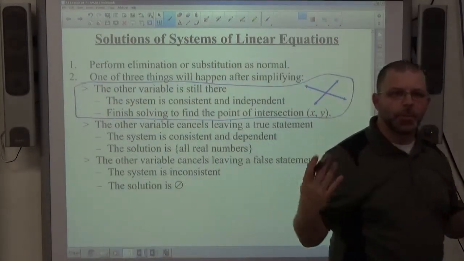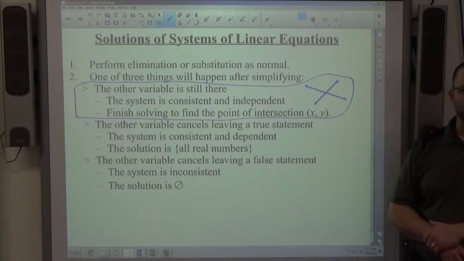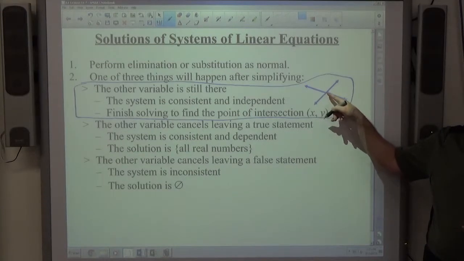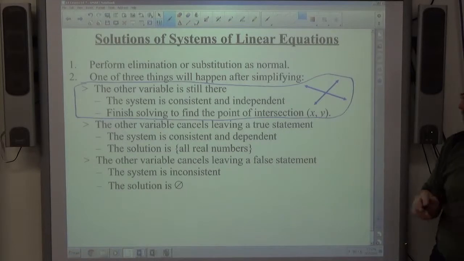Okay? In other words, you perform elimination or substitution, and let's say you eliminate x. Y sticks around for the end of the problem. Okay, that's a normal problem. Or if you eliminate y and x sticks around for the rest of the problem, it's a normal problem. So there's an answer x, y, which represents the point of intersection of the two lines that would be created by the two equations that we're looking at.